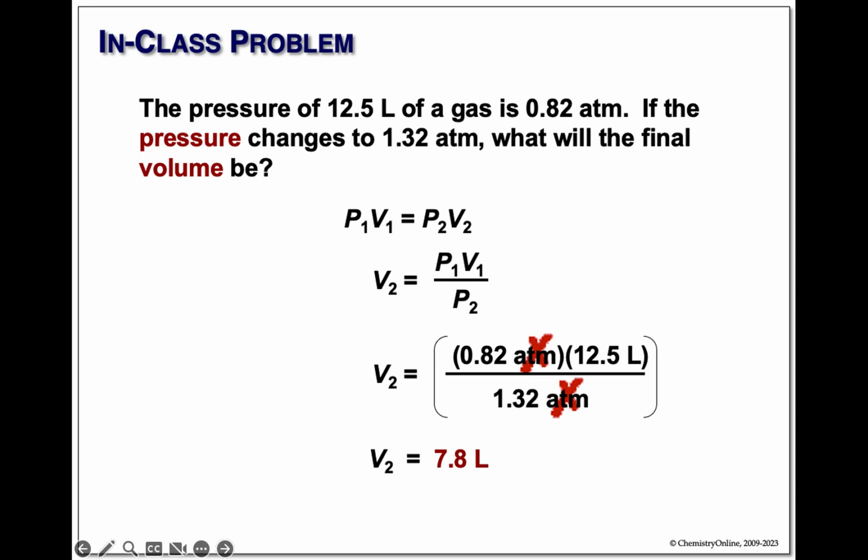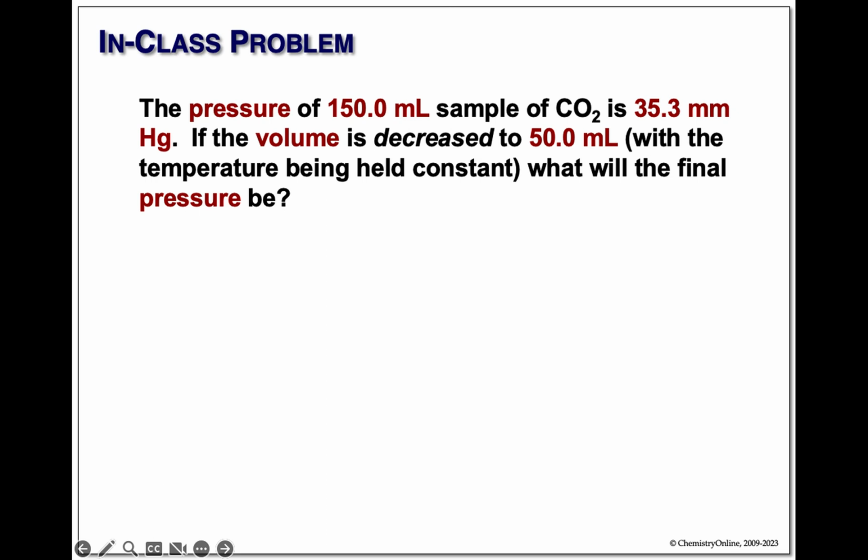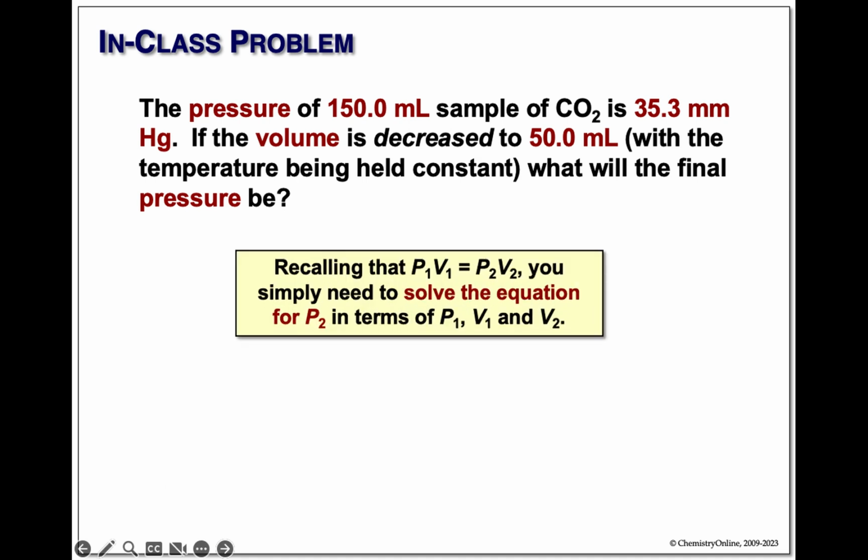Well, then let's do another one. Here we have 150 mils of CO2. We're at 35 millimeters of mercury. We're going to decrease our volume to 50 mils. What's the final pressure? Now you'll note that in the first problem we had things in liters and atmospheres. Again, it doesn't matter because the units are going to cancel. Just make sure they're all the same unit. Once again, it's the P1, V1, P2, V2. We're looking for the final pressure. That's P2.